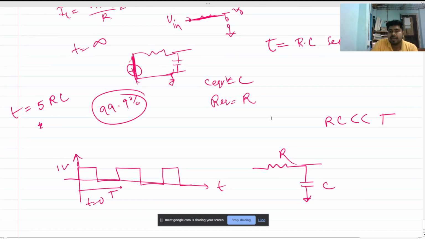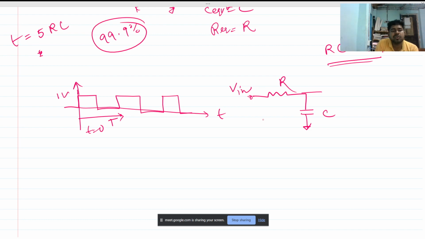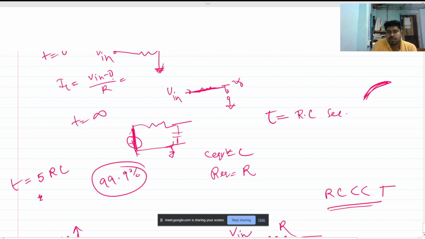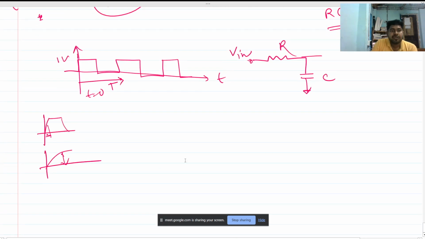Now, what does this mean? It means that the RC value, the time constant of this circuit, is so small compared to the time period of this input waveform. This is our V in. So what will be the charging? The charging and discharging will be very fast. It can charge in a very small amount of time, and it can also discharge in a very small amount of time. But in the previous case, it was taking a very long time, right? So we are taking the time constant to be very small.